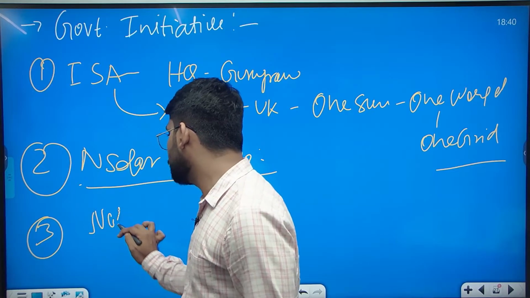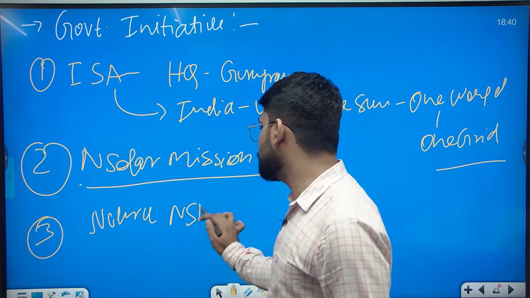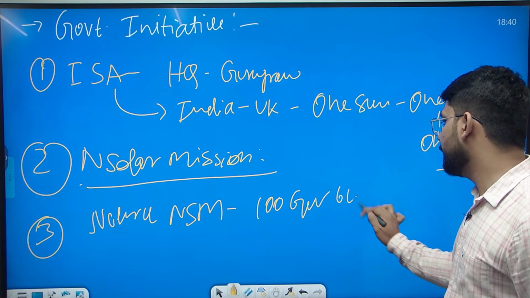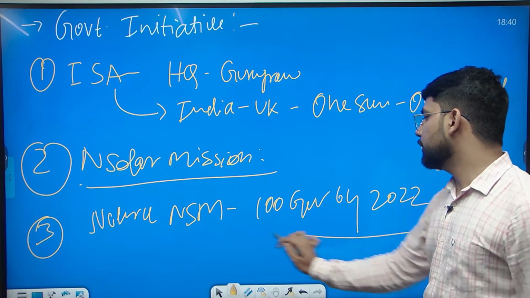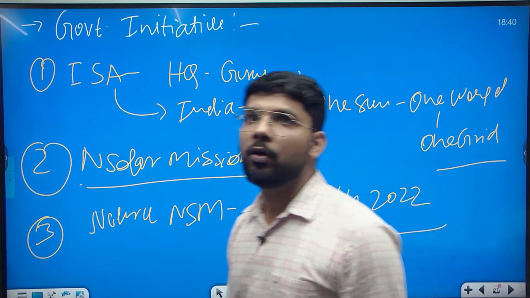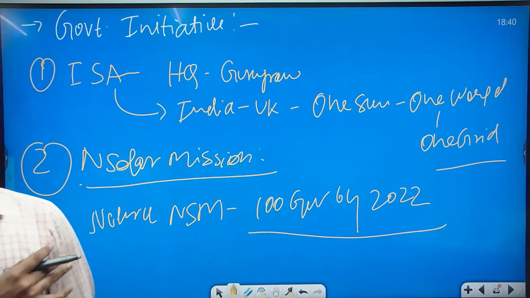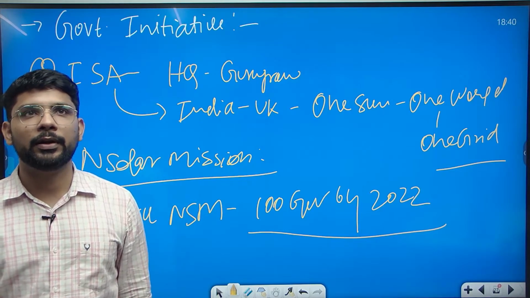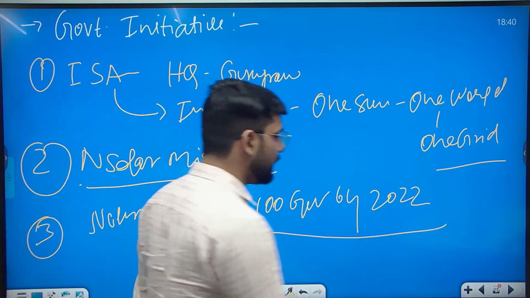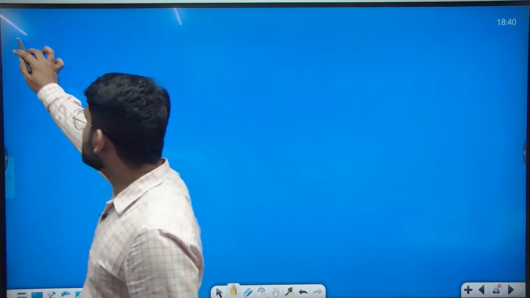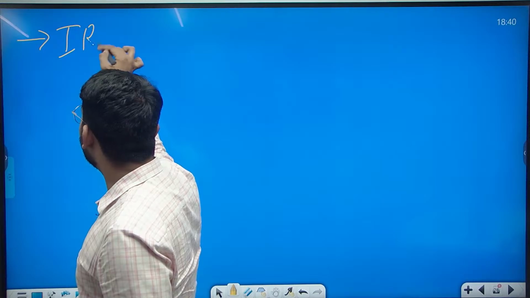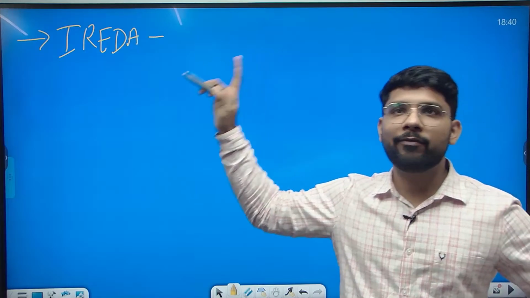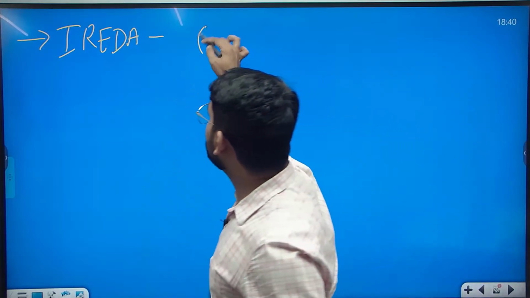Nehru National Solar Mission, under which there is a target of 100 gigawatt of solar energy production by 2022. So this was another Nehru National Solar Mission, which was also run by the government of India. Next initiative taken by the government of India is the IREDA, Indian Renewable Energy Development Agency, which provides finance.